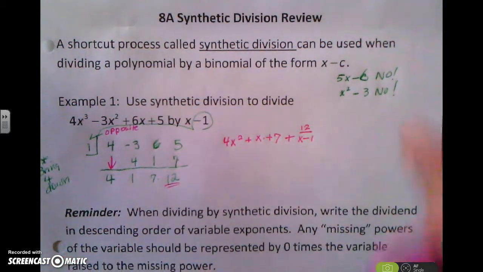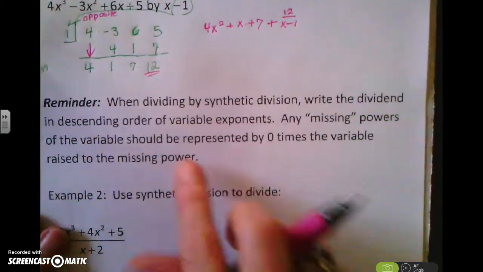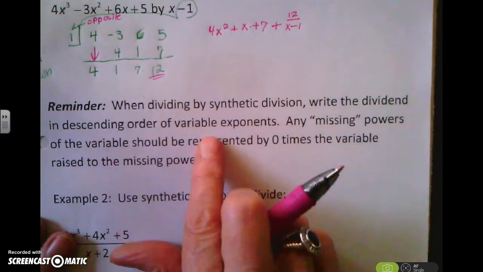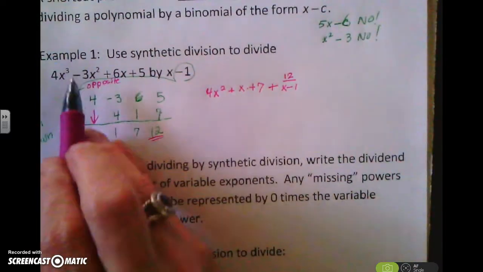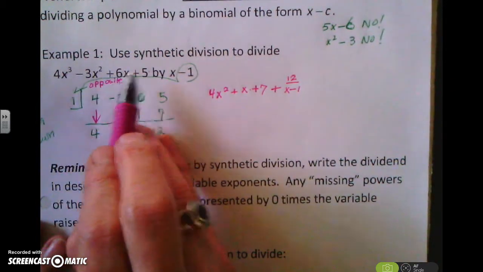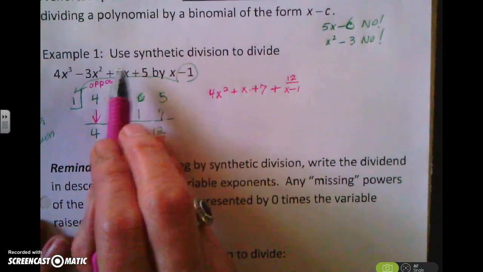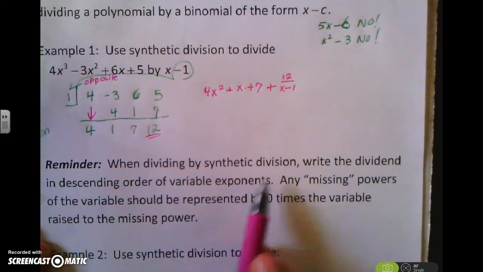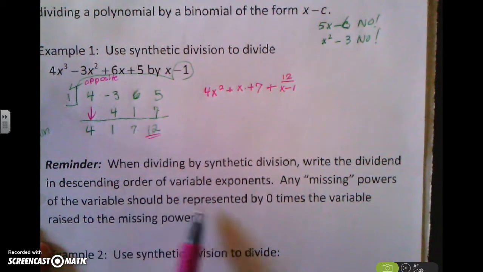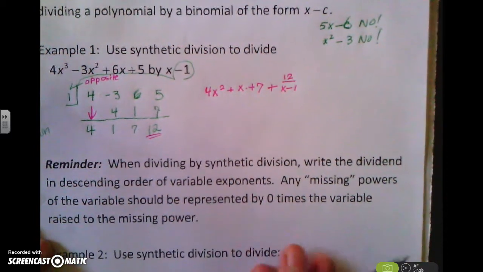All right? So next, a reminder: when you're dividing by synthetic division, write the dividend in descending order of variable exponents. Now, typically, it's done that way for us. X cubed, x squared, 1x, no x's. So this is in descending order of exponents. Any missing powers of the variable should be represented by 0 times the variable raised to the missing power.